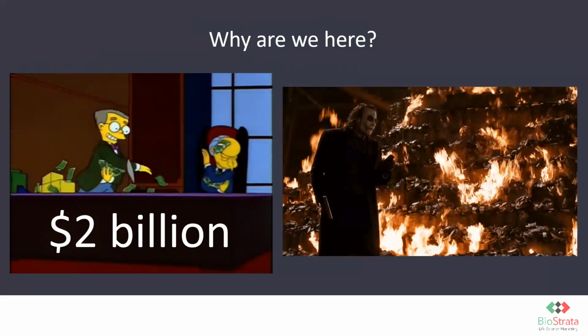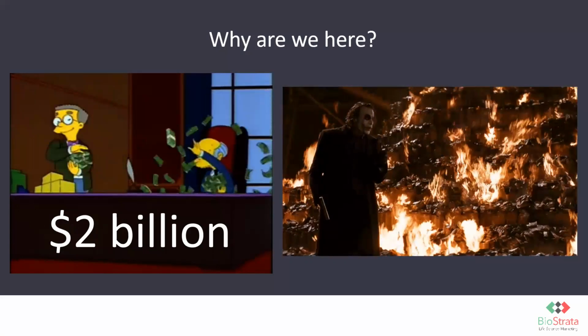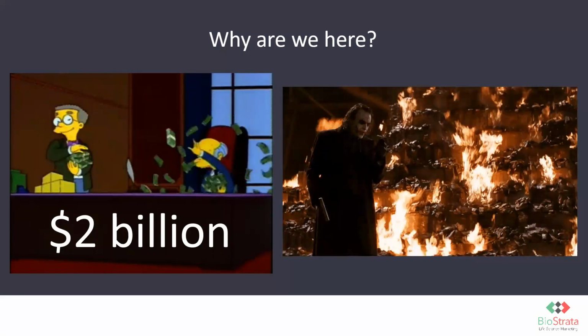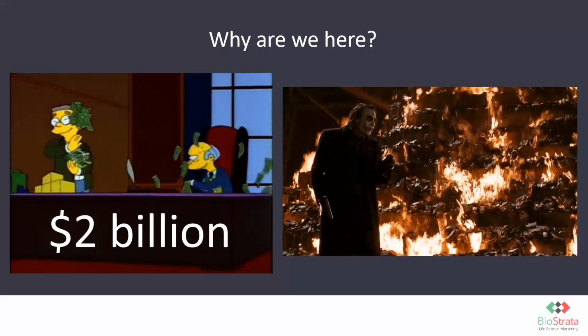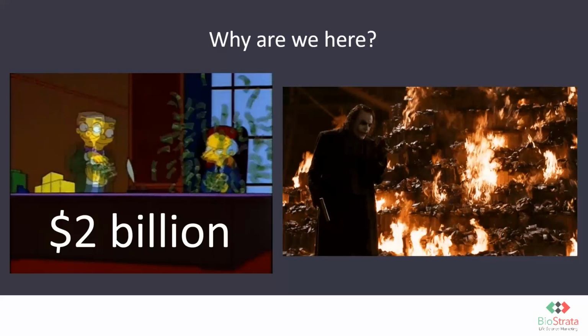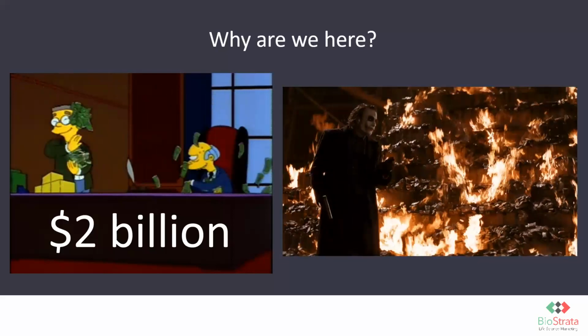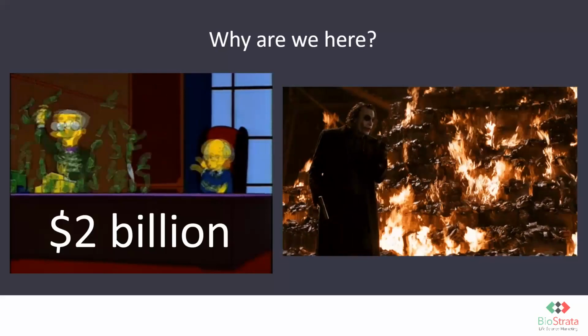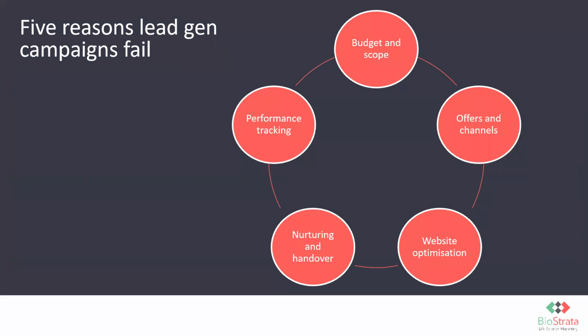If that's the case, then those companies might be better off just setting fire to their money and using it to keep warm, or for whatever nefarious purposes the Joker is using it for here. So that's why we're here today: to talk about how we can make sure we're getting the best out of our lead generation budgets. To do that, we're going to look at 5 key reasons that lead gen campaigns fail: budget and scope, offers and channels, website optimization, nurturing and handover, and performance tracking.